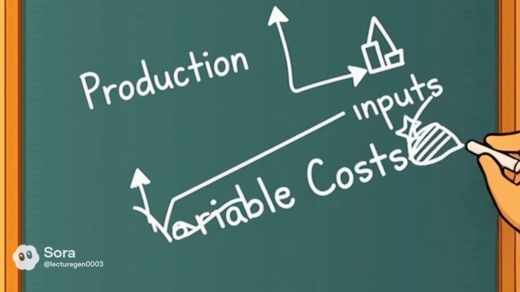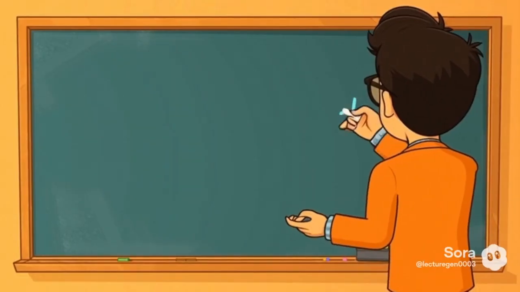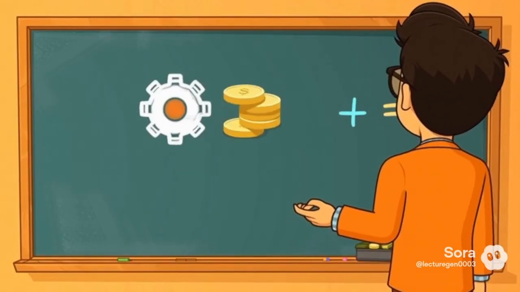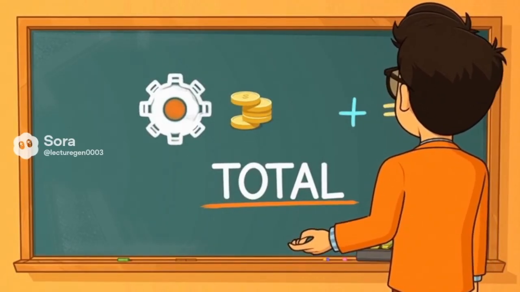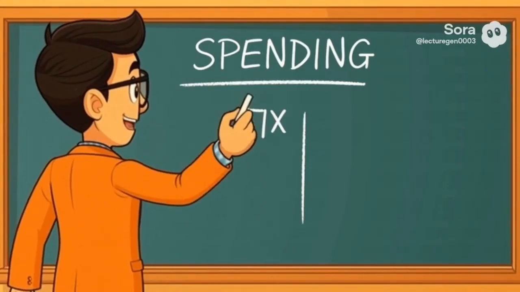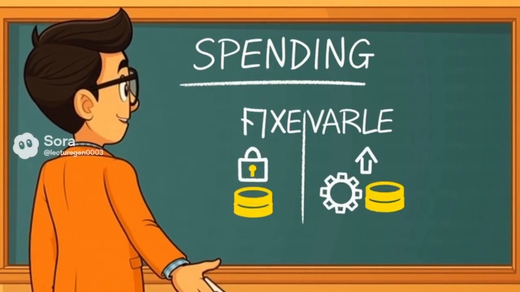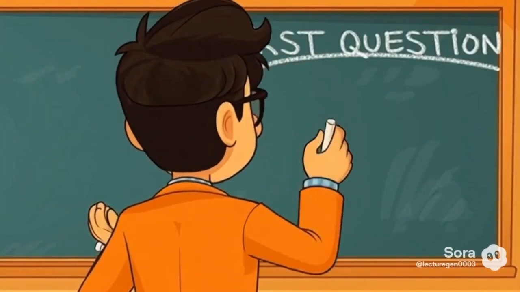As production increases, variable costs rise because the firm needs more inputs to produce more goods or services. Together, fixed costs and variable costs make up total cost, which is the sum of all production expenses. Understanding this breakdown helps firms see how much of their spending is constant and how much depends on their output level. Here's your first question.